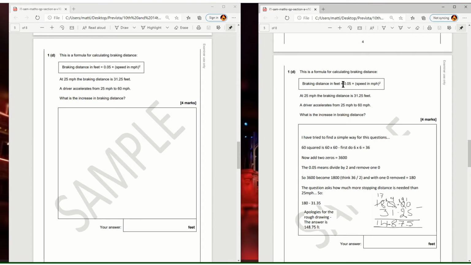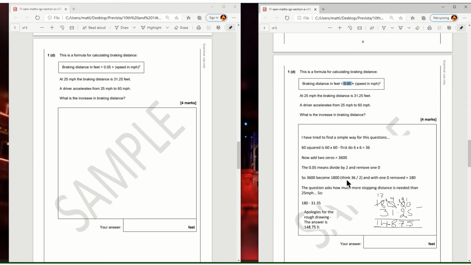Really, what we're looking at is when we see the 0.05, we're thinking almost about it as dividing by 2. That's the nearest way I can describe that to you. So think about it: 3,600 is going to become 1,800. I think 36 divided by 2, with 1 zero removed, because we're removing a zero. An extra 0 here, because if it was 0.5, that would be half, but it's 0.05. So it's sort of knocking a 0 off.